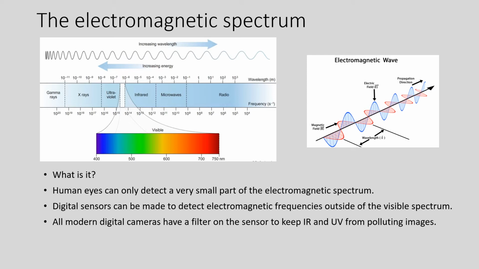Mechanical devices like digital cameras can easily detect electromagnetic waves outside of the visible light bandwidth, and all digital cameras contain filters over their sensors that are called hot mirrors to keep infrared and ultraviolet radiation from polluting our images with unwanted radiation. But when these hot filters are bypassed, interesting possibilities for unusual photography can be discovered.